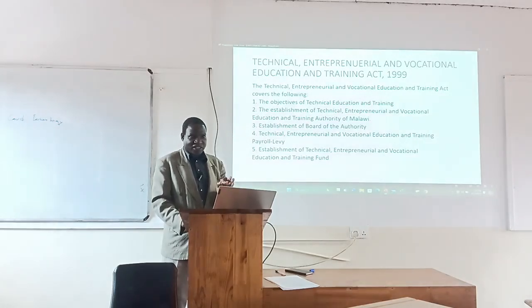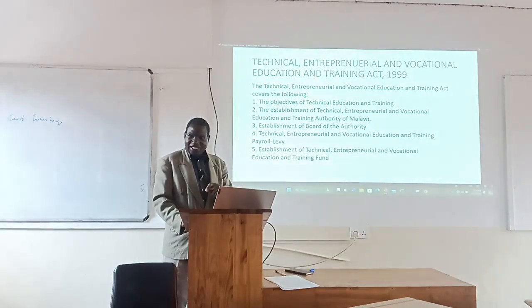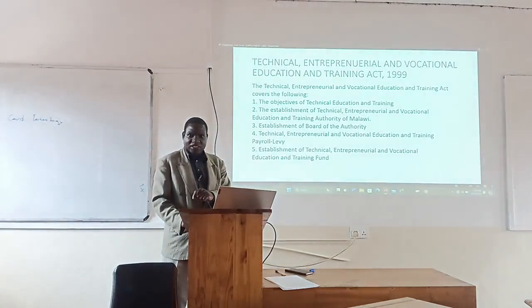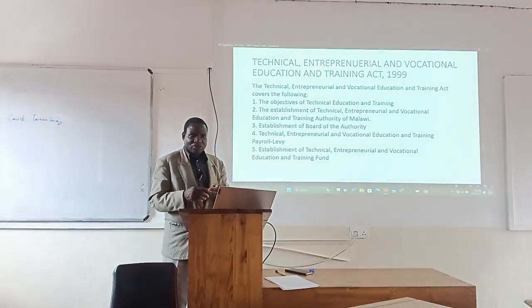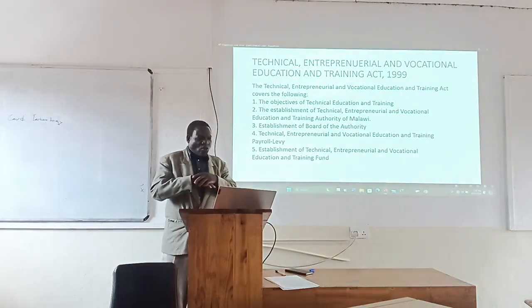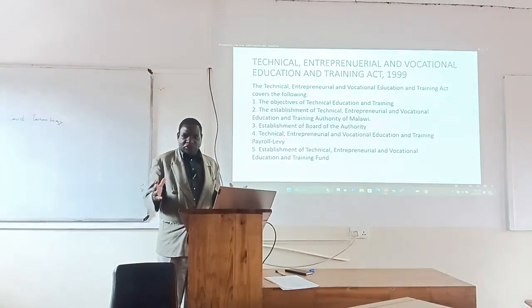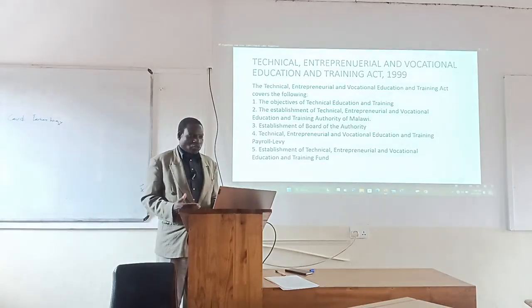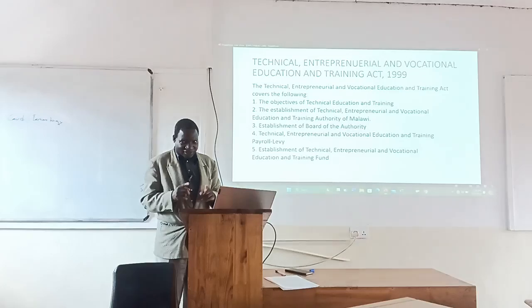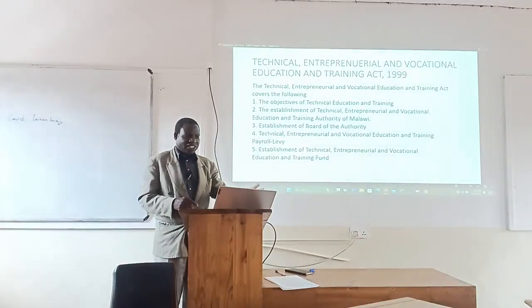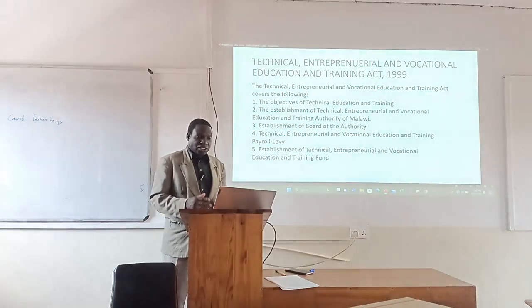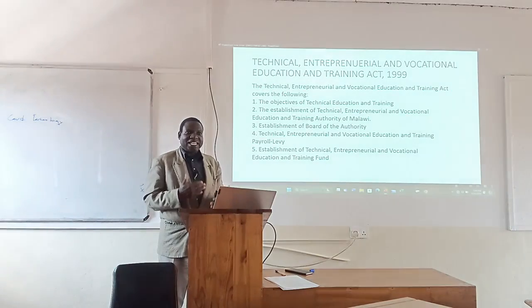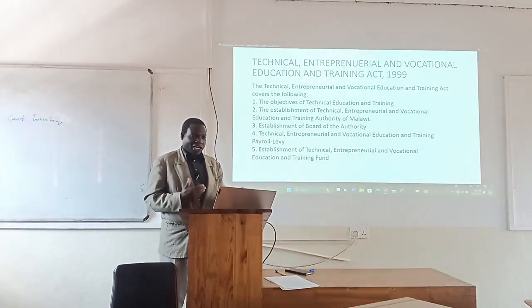There is a difference between TVET and TVETA. TVETA is an authority, just as we have NCHE. What is the other authority? MACRA. So this is an authority whereby they authorize all technical and entrepreneurial education in Malawi. If you want to start your own technical school, you have to go through TVETA, not TVET, but TVETA. It ends with an A, which means it is a training authority. So the aim of the act was to establish this training authority in Malawi so that they are able to regulate all the trainings of technical and vocational education.